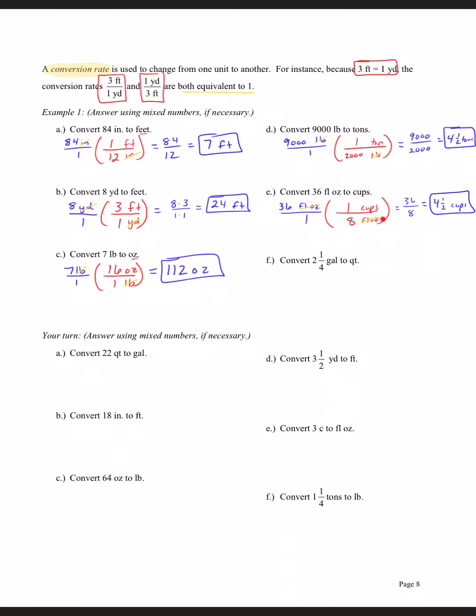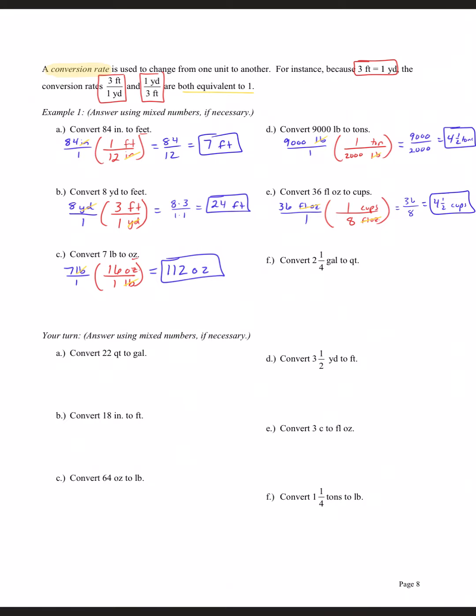We know that there are 8 fluid ounces in 1 cup, so the 8 needs to go next to the fluid ounces. 36 times 1 is 36. 1 times 8 is 8. Fluid ounces cancel, so we're left with cups. 36 divided by 8 is 4.5, but we leave it as 4.5 cups. Good.